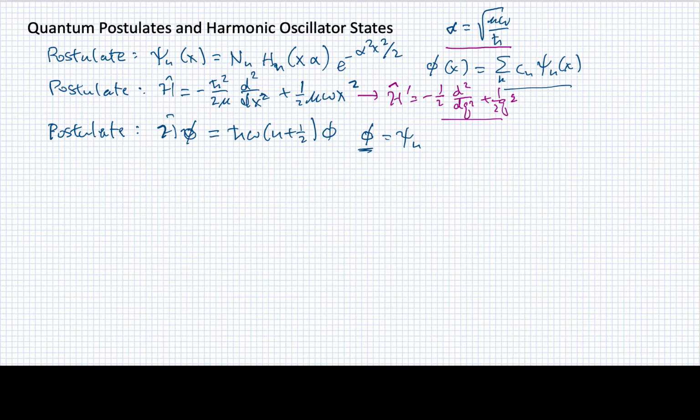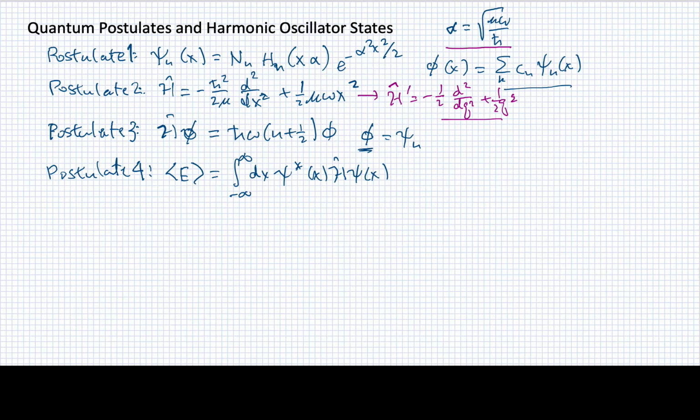Postulate 4, I should have numbered these postulates as I gave them. Postulate 4 tells us that if we make a series of measurements of something like the energy, we're going to measure something that is an average value. So for example, the measurement of energy done several times might be given by an expression that looks something like this: the integral dx of psi star of x with the Hamiltonian acting on psi of x. So this would be one measurement.